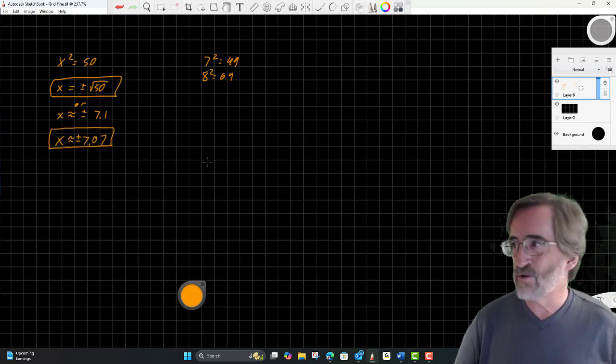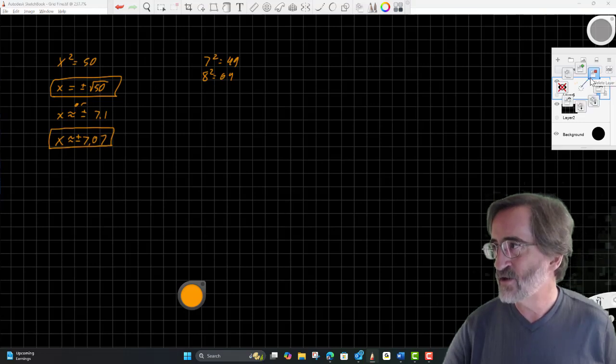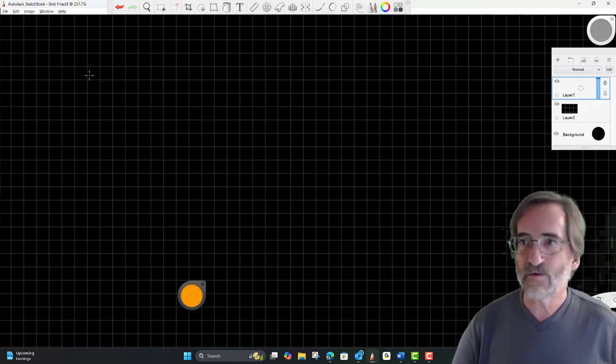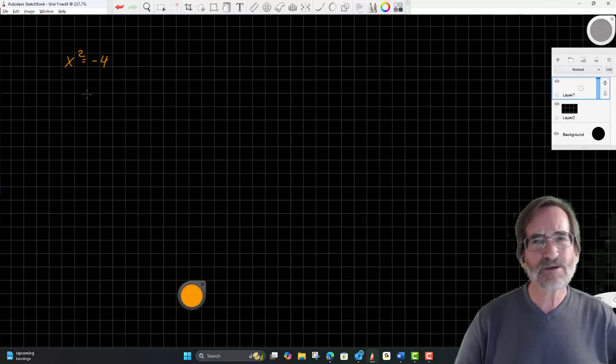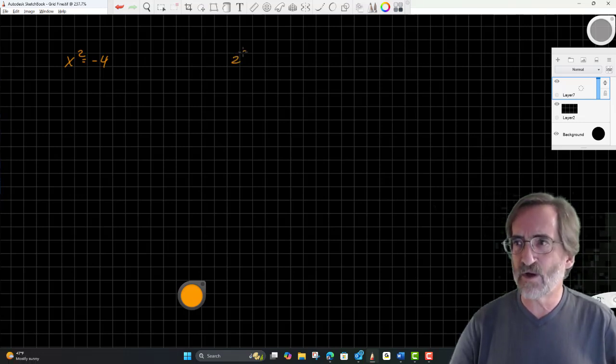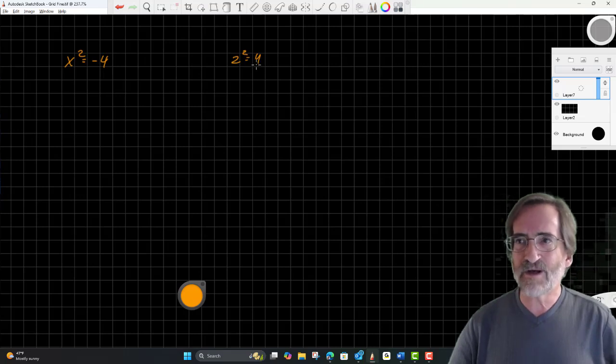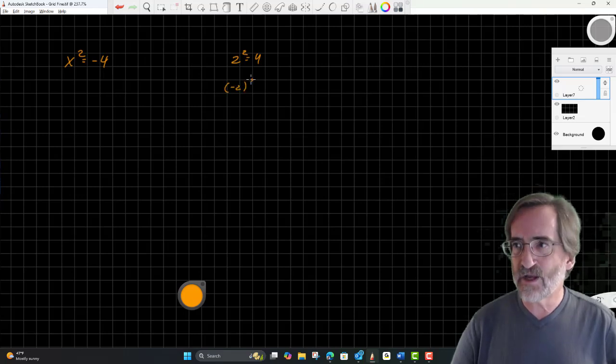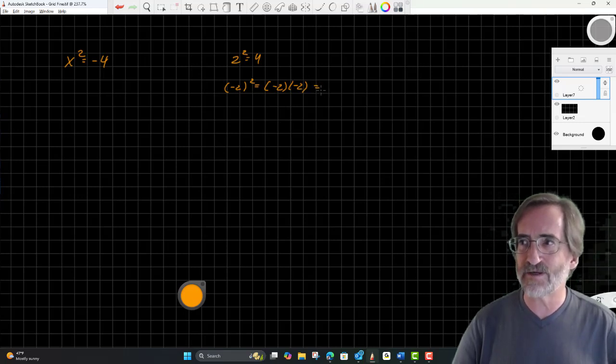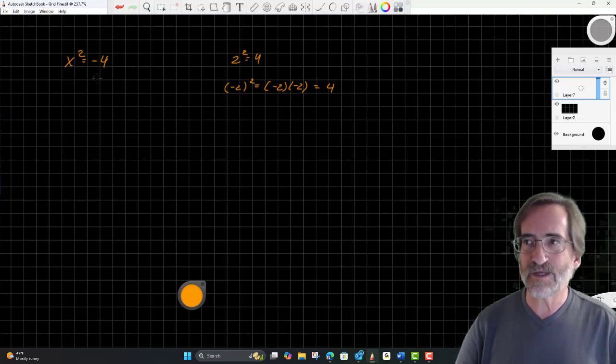And then finally, I want to look at one more case. What if we get an x squared equals a negative number like -4? You might be tempted to think, well, it's 2, because 2 squared is 4. But that's +4, not -4. Well, maybe it's -2, because -2 squared is -2 times -2. Wait a minute, a negative times a negative is a +4. So there is no way to square a number to get a negative answer. A negative squared is positive, and a positive squared is positive.